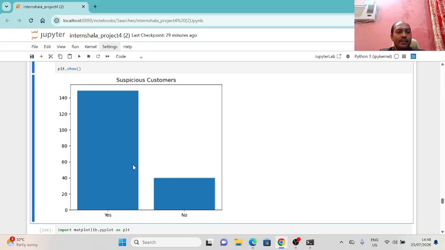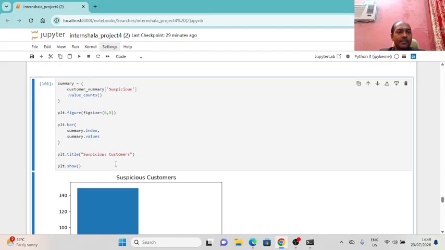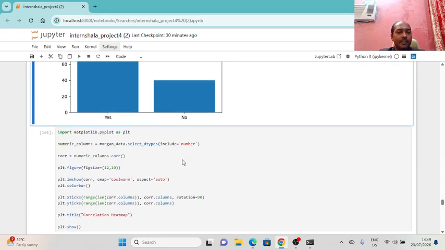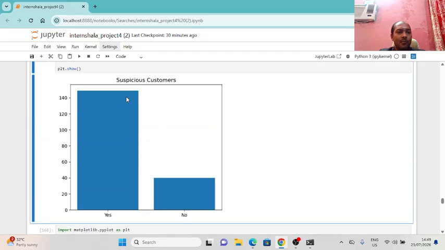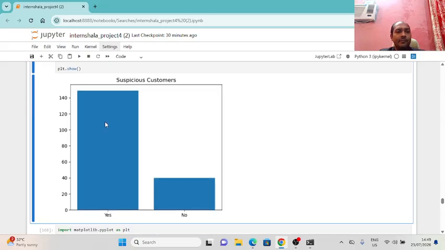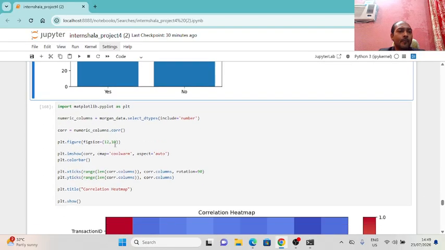So we can see that the major customers are not suspicious, only a few customers have an account level of suspicious activity, but most customers have low levels. Approximately 149 customers among the 800 customers have suspicious activity based on the above data.